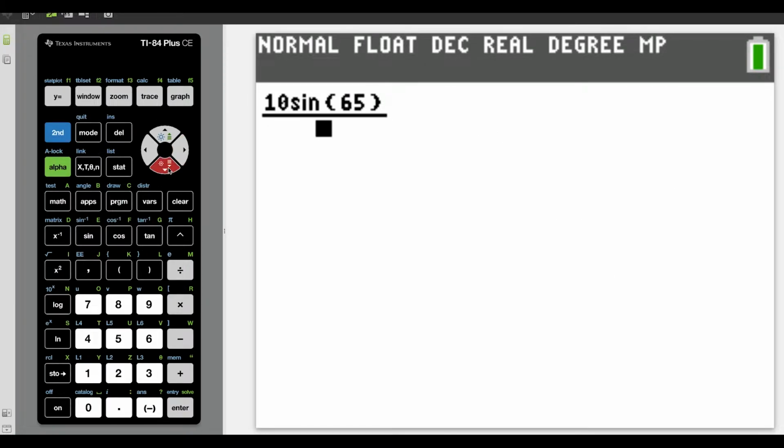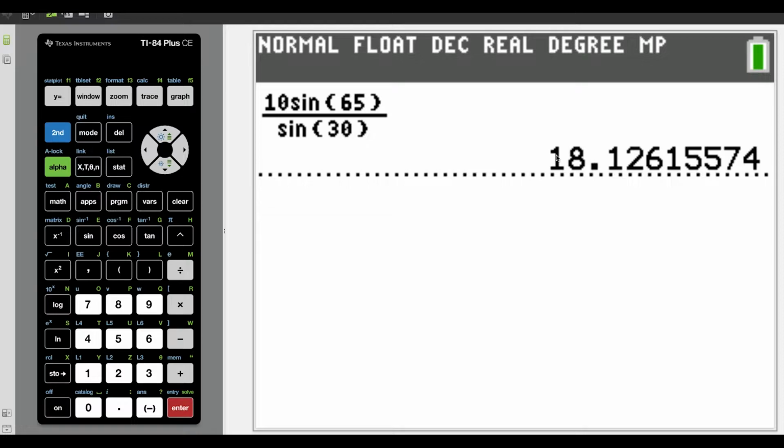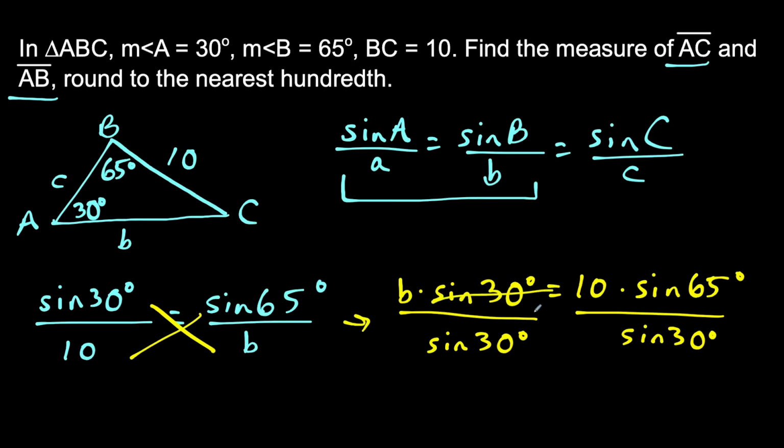We're going to divide by sine of 30, and for this question we're rounding to the nearest hundredth, so let's make sure we typed in 30 degrees here. Now we press enter, and we round this to 18.13, since to the right is the 6. After we do the algebra, sine 30 cancels out with sine 30. Rounding to the nearest hundredth, this works out to 18.13.